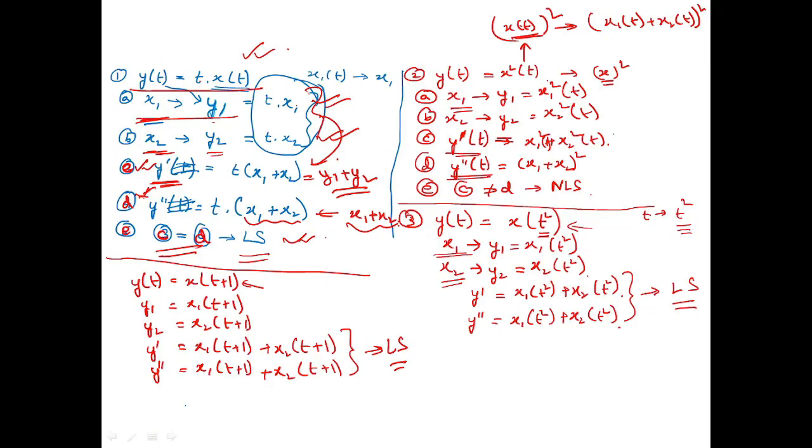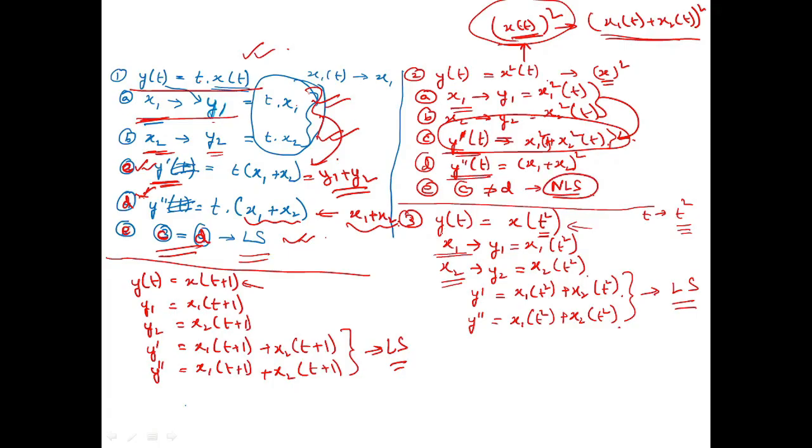Previously we have added the output signals. So y1 was x1 square(t), y2 was x2 square(t), right? So it was this one. But in the fourth stage we have to calculate when the input is changed, and the input is this one, (x1(t) plus x2(t)) whole square. Now here C and D are not equal, hence it is a non-linear system.